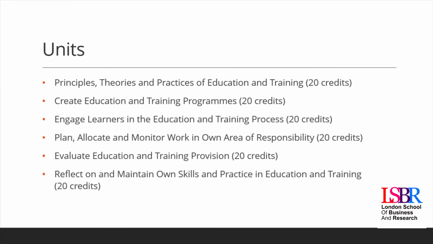The third unit is Engage Learners in the Education and Training Process. Now that unit teaches you how to effectively engage learners in the learning process so that their learning objectives will be met. The fourth unit is Plan, Allocate, and Monitor Work in own area of responsibility. The fifth is Evaluate Education and Training Provision. And the sixth is Reflect on and maintain all skills and practice in education and training. So the sixth unit is very much about using self-reflection as a means of developing yourself as an effective practitioner.